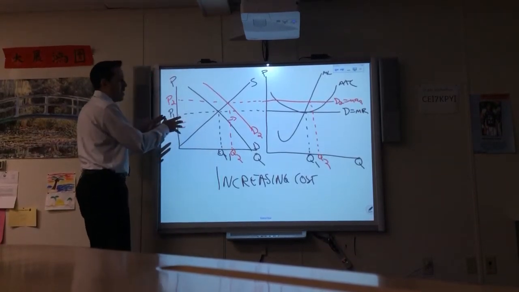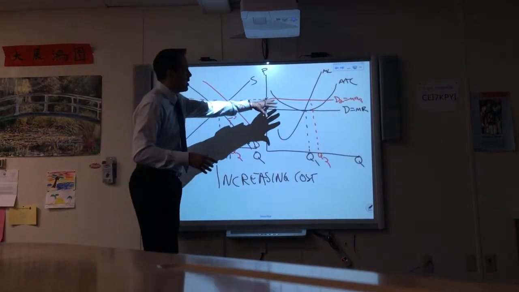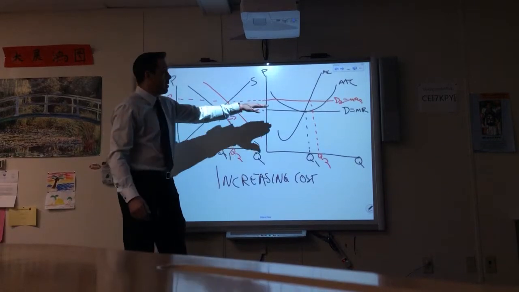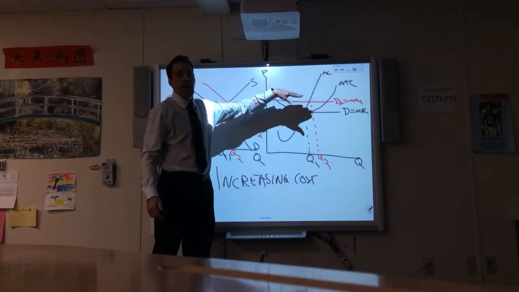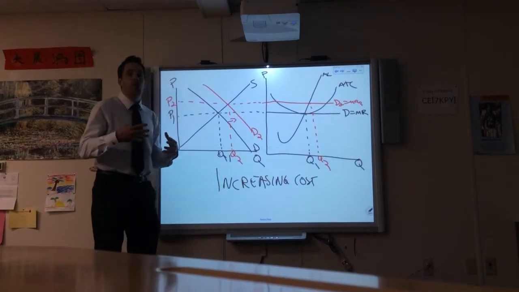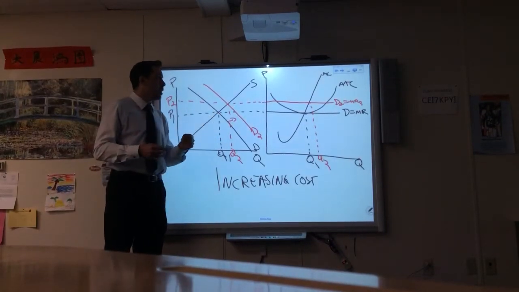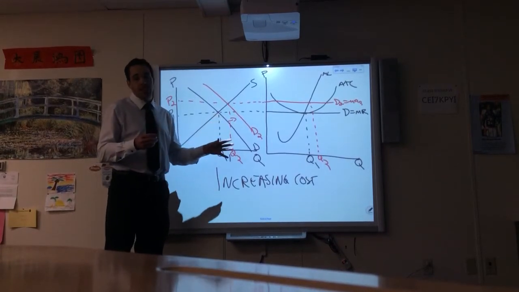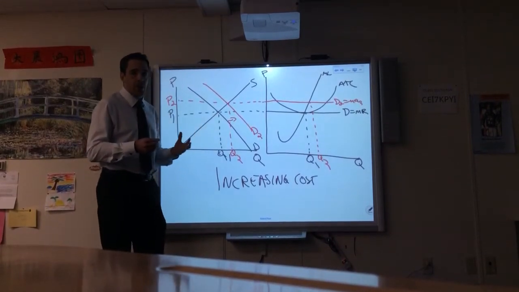So we have a perfectly competitive industry, we have a perfectly competitive firm. Demand increases in the industry, demand increases to the firm, and now the firms are making a profit. In the long run, other firms are going to enter. This industry is not a constant cost industry, it's an increasing cost industry.